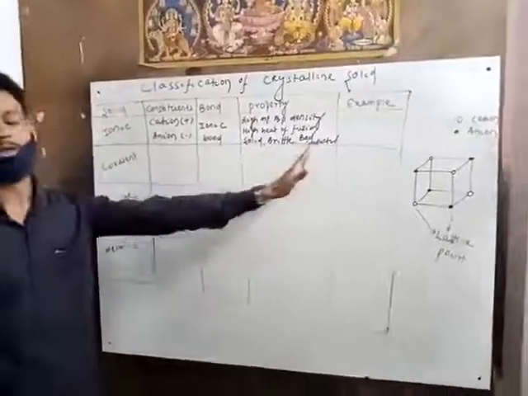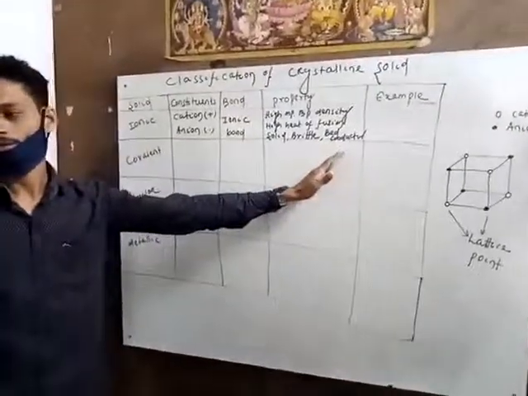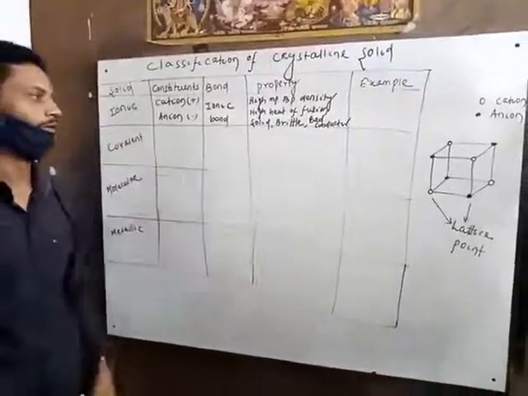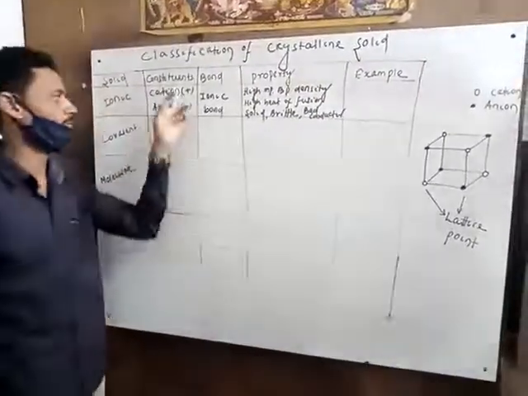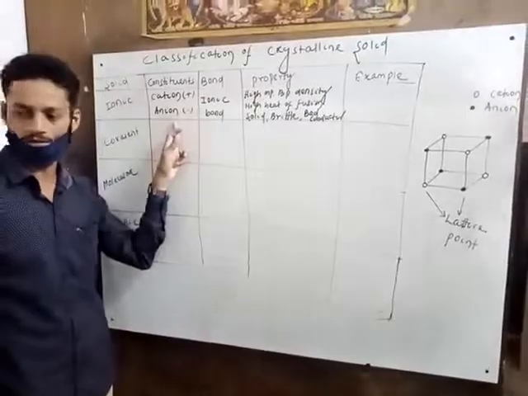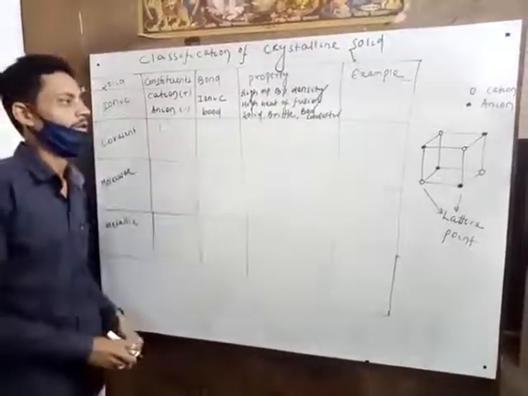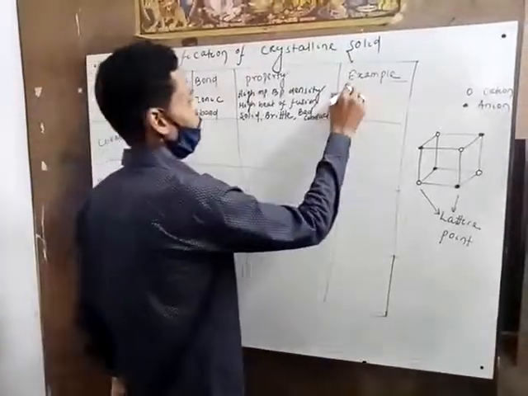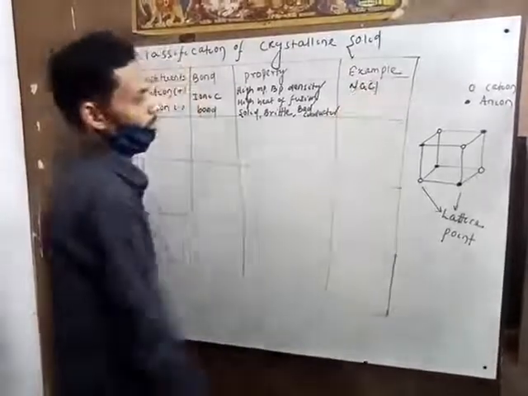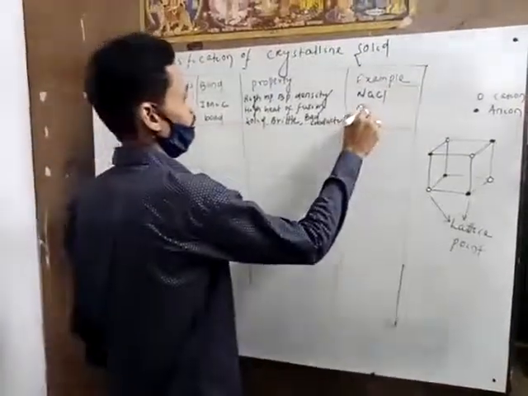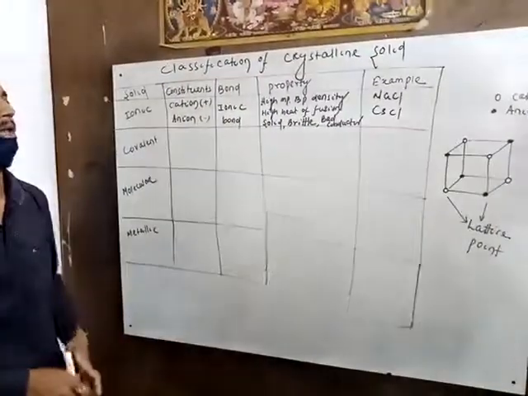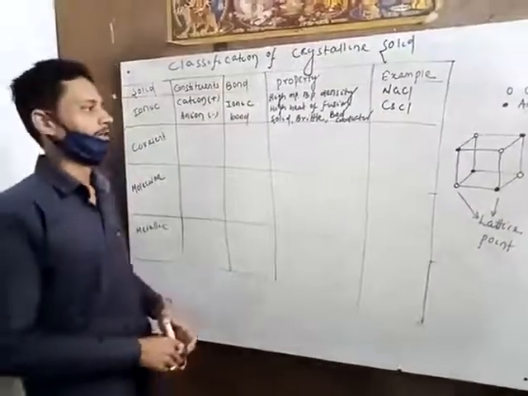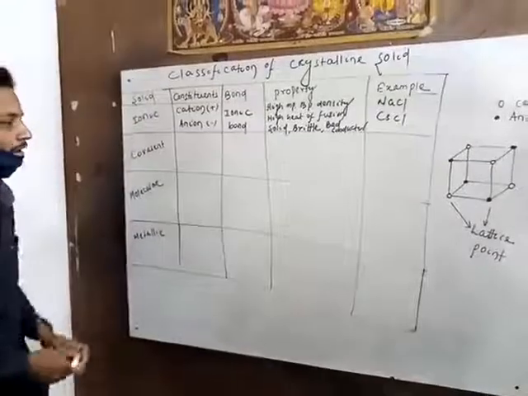But when it becomes aqueous solution or fluid state, it conducts electricity due to formation of two oppositely charged ions in aqueous solution and fluid state. Example: well known sodium chloride, cesium chloride, silver chloride, silver bromide, potassium chloride. These are some examples of ionic solid.